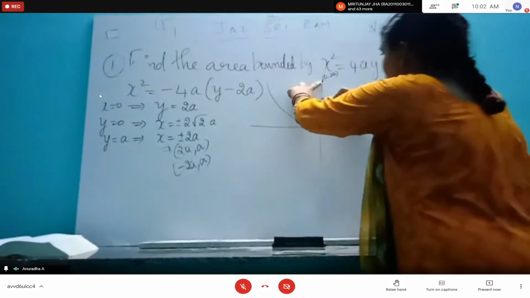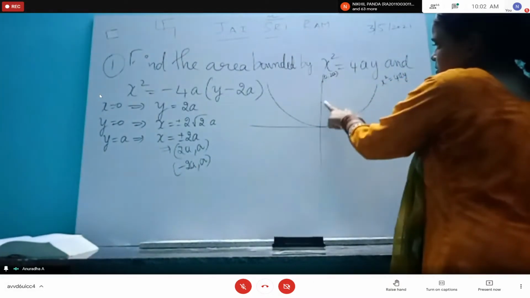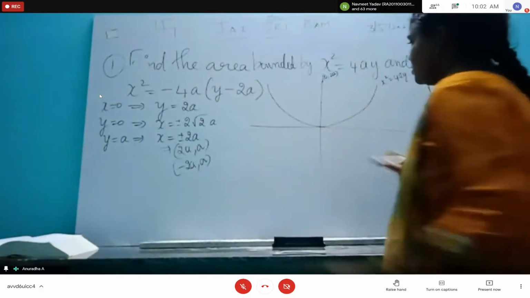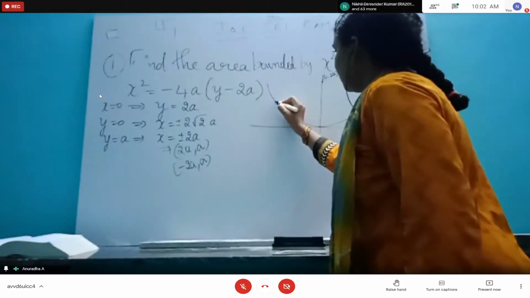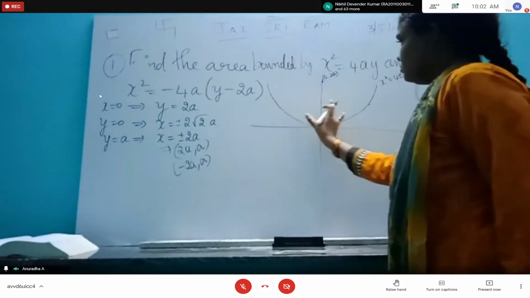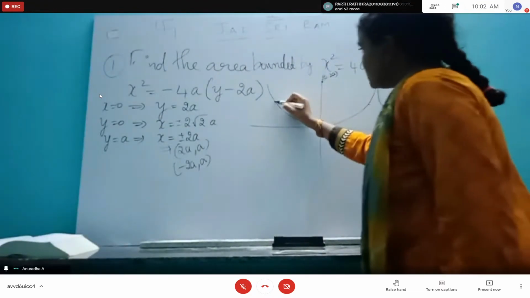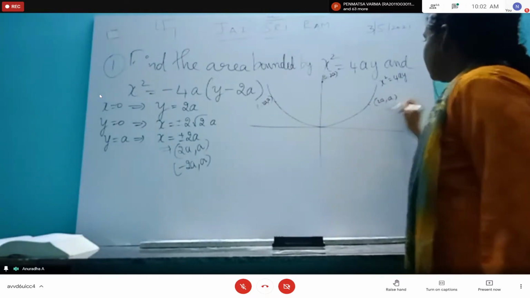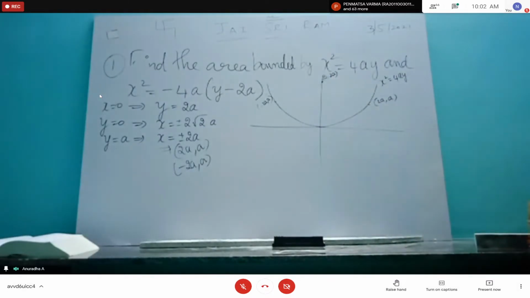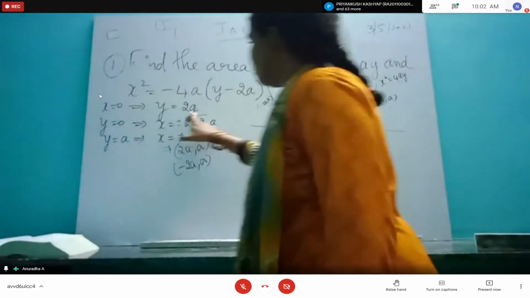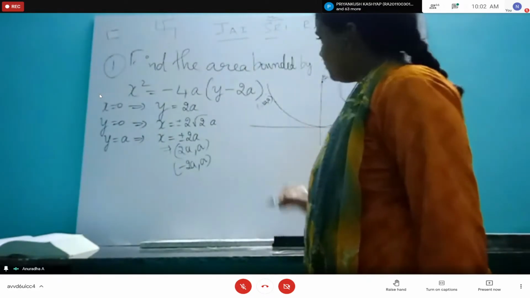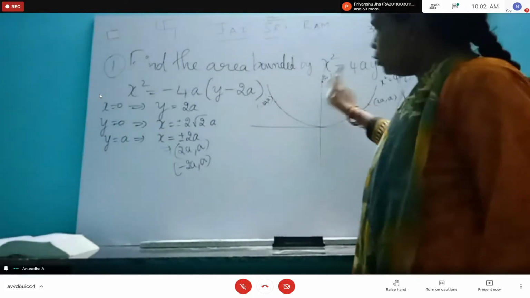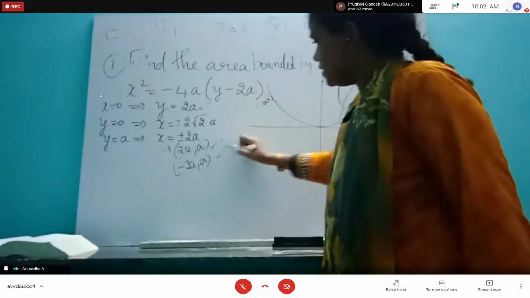So half of that will be somewhere here, approximately a. This is 2a, which means this will be a. So for that we have to write this side 2a, that side minus 2a. This side also equal. So this will be minus 2a comma a, and this will be 2a comma a. Now we have to join the diagram. Then 0 to 2a: x-axis 0, y-axis 2a. These three we have done.